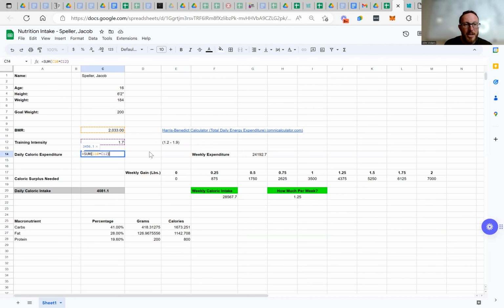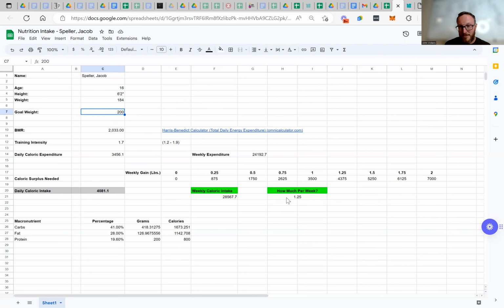That gives me his total daily caloric expenditure, which is 3,456 calories per day. So if he wants to maintain his current weight at 184 pounds, he needs to eat almost 3,500 calories a day. But he does not want to maintain his weight. He wants to actually gain weight. He wants to be 200 pounds.